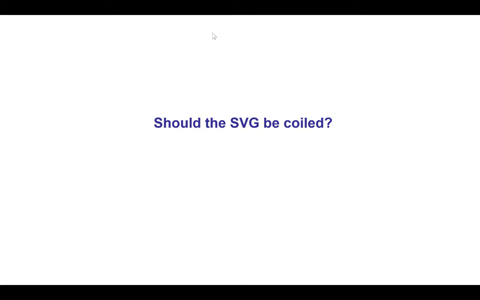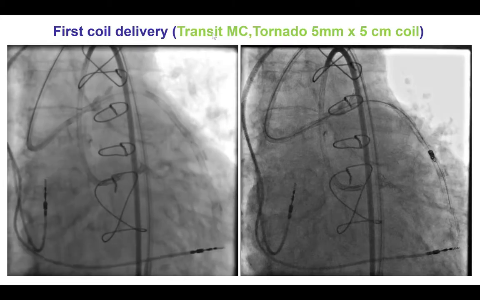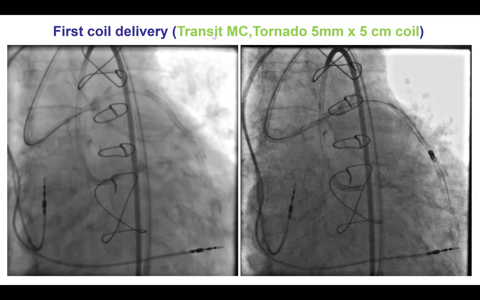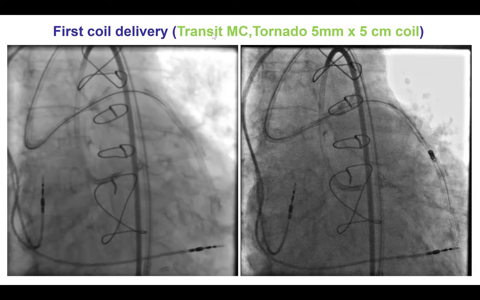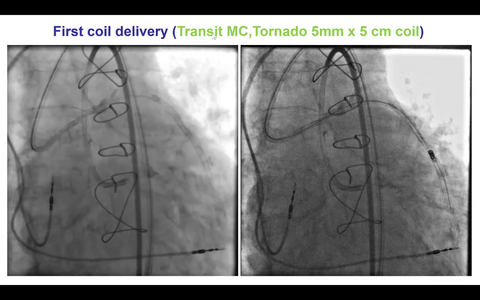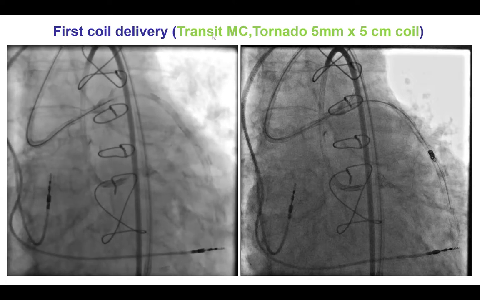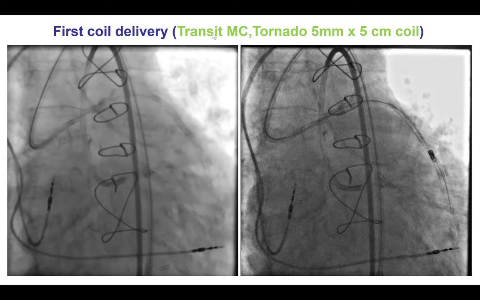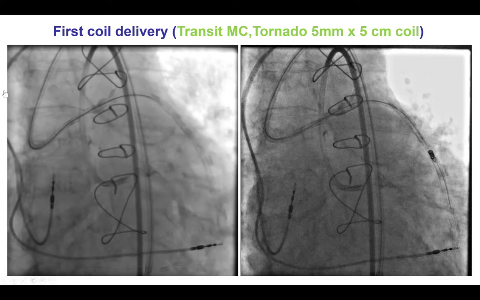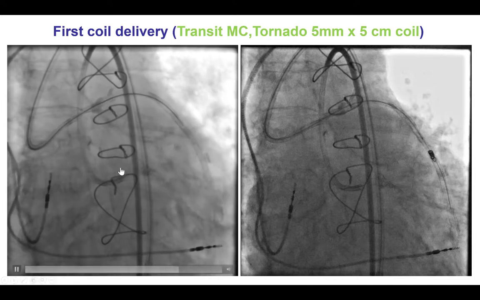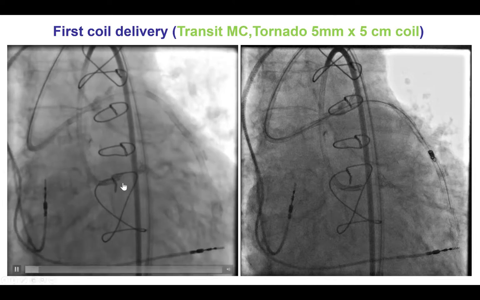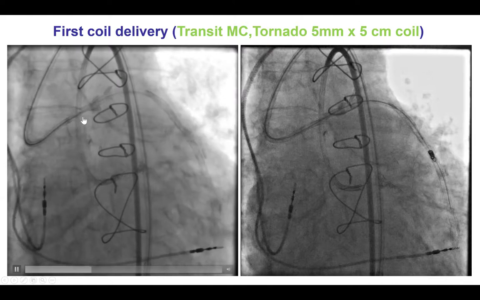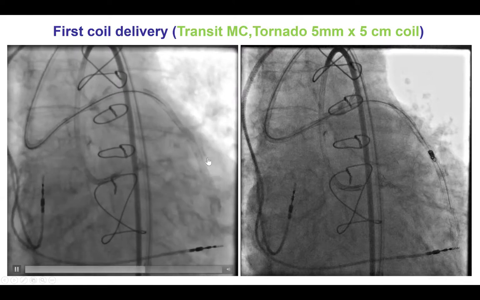The question now is whether this vein graft should be coiled. And the answer is it depends, but in this particular case, the challenge was that there was excellent TIMI 3 flow from the vein graft. What is common experience with CTO operators is that when there's such brisk flow, there's a high risk of occluding the recently recanalized CTO. And that is why in those cases, it is very common to occlude the vein graft using coils.